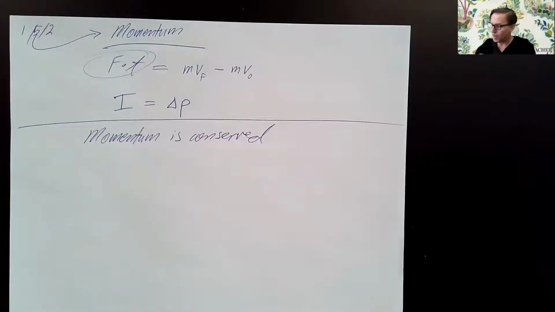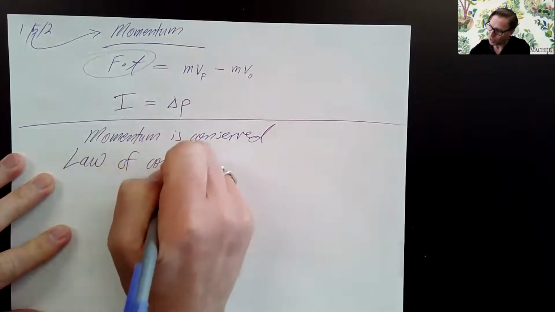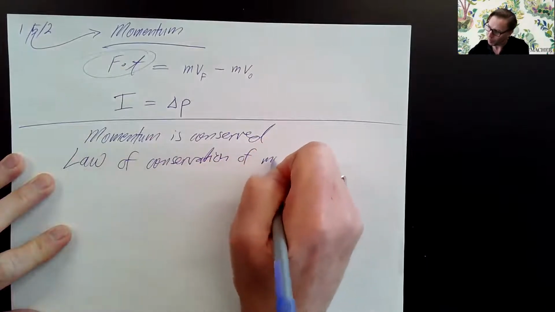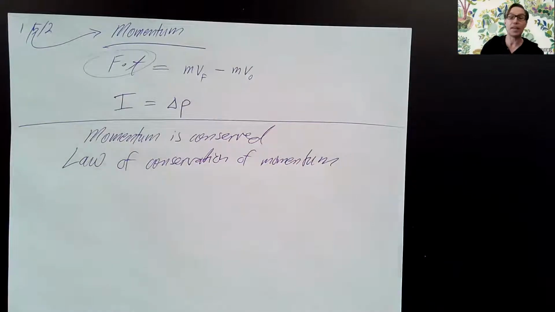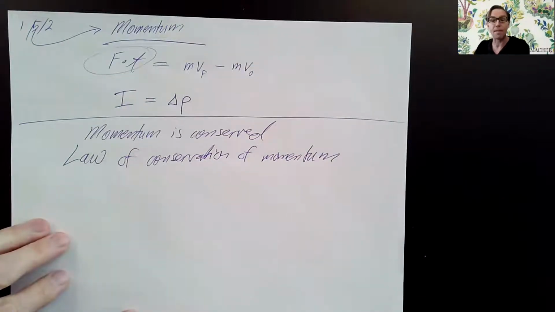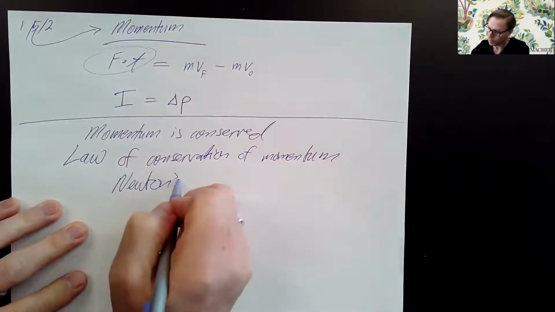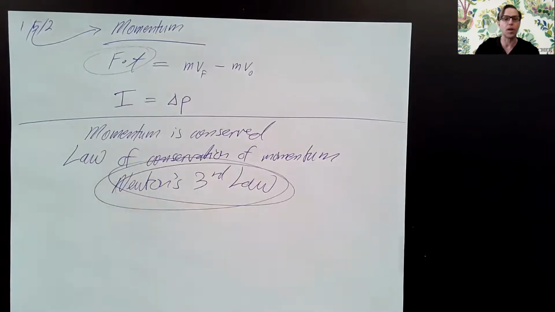So momentum is conserved. That is called the law of conservation of momentum. And I'm going to show you that it really, really is true. I'm going to derive that for you. And we are going to start with Newton's third law. So we're going to start here with Newton's third law, and we're going to use that to prove that momentum is conserved, to prove the law of conservation of momentum.